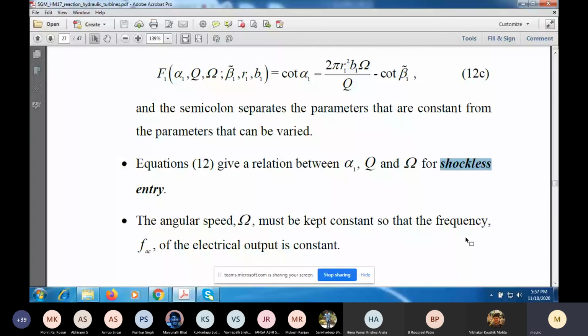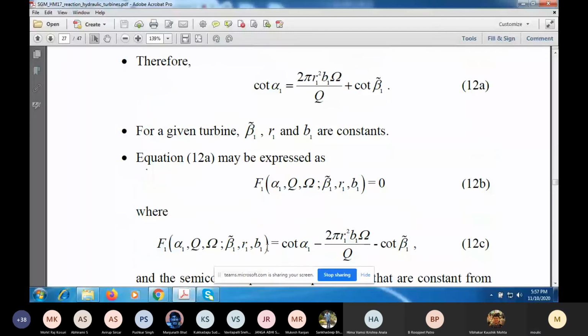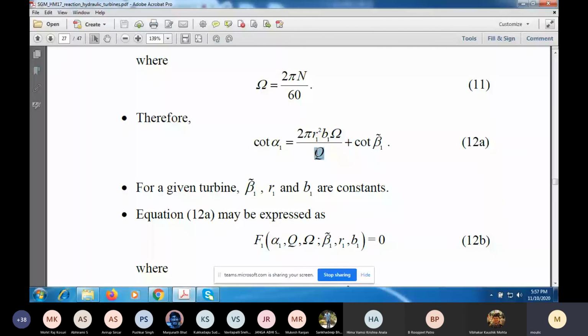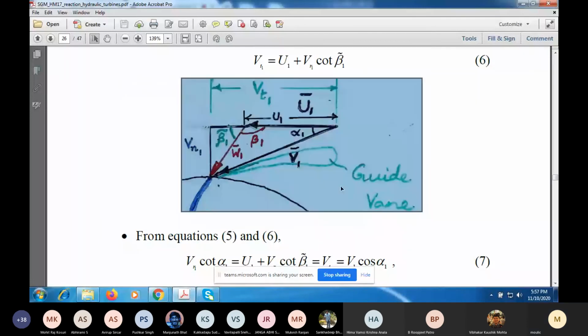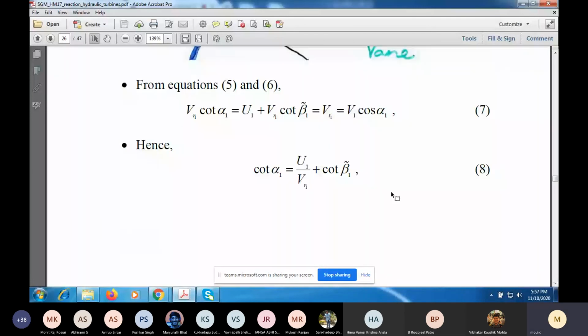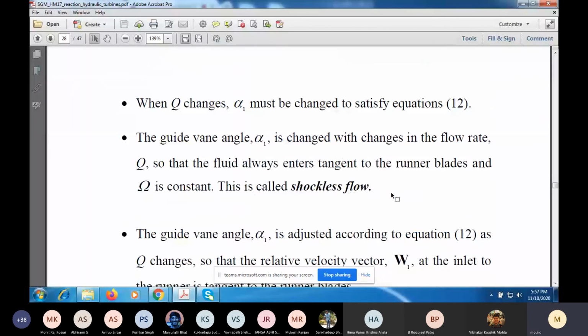Now the angular speed must be kept constant so that the frequency of the electrical output is constant. So if you want omega to be fixed, whenever you change Q, you have to change alpha 1 because beta 1 is fixed. Otherwise, the turbine will not run at the design condition, which means that this relative velocity vector will not be tangent to the impeller blades, and there will be shock loss, which we have discussed in the context of a centrifugal pump. So the condition represented by those three equations is called shockless flow. It tells you how to change alpha 1 with changes in flow rate such that omega is constant.